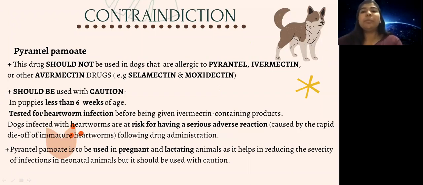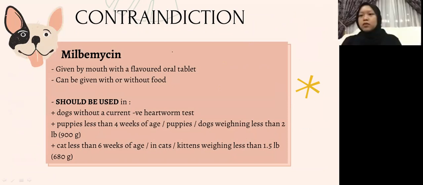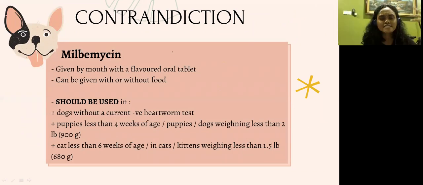Next, passing on to my friend. The next drug we'll be talking about is mebendazole, or can be known as milbemycin oxime. So this drug will be given orally with a flavored oral tablet. And this drug also can be given with or without food. So, but if you see your dog or your pet acting sick or trying to vomit because of an empty stomach, then try to give a small amount of food together with this tablet.